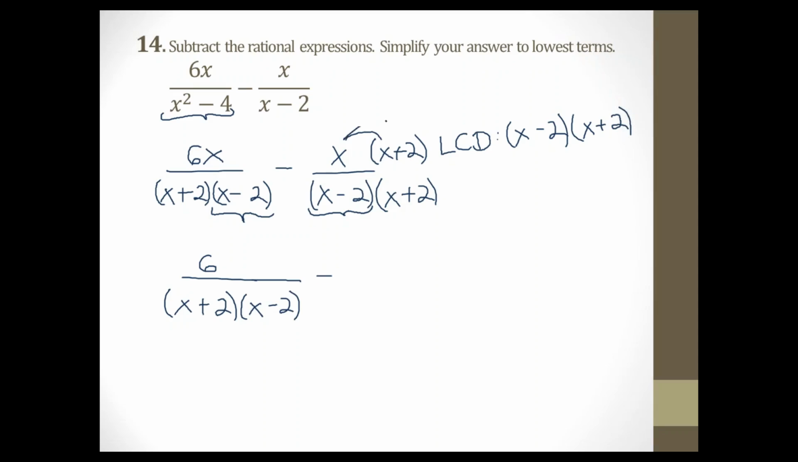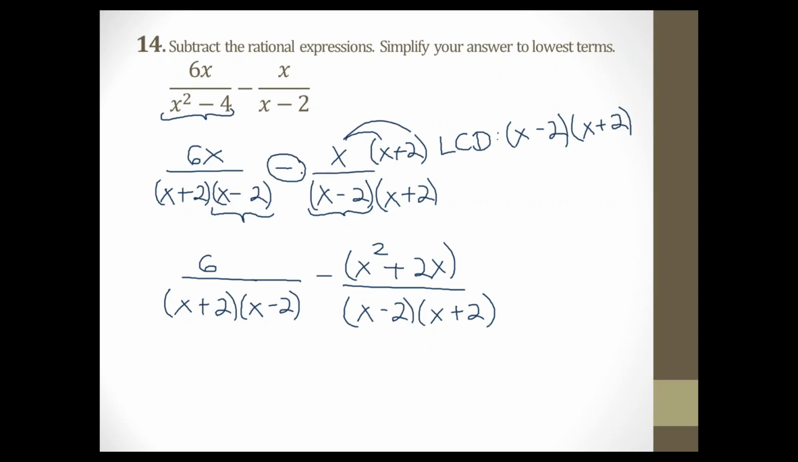So on top, we're using the distributive property, and we get x times x is x squared, and x times 2 is just 2x. And our denominator now is the same. I used parentheses on top because this is very important. If there is a negative sign, you have to be careful because that gets distributed to everything in the numerator. So I'm going to distribute the sign, which is just going to change the signs of everything inside the parentheses. So negative times x squared is negative x squared, and negative times positive 2x is negative 2x.